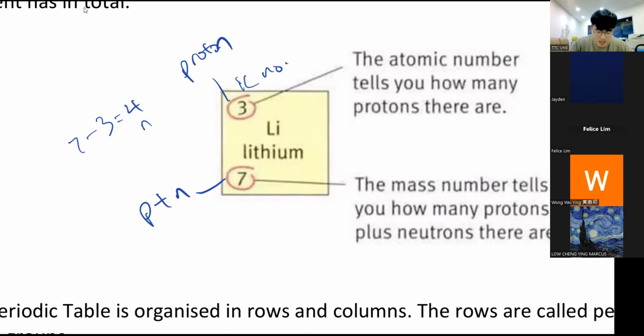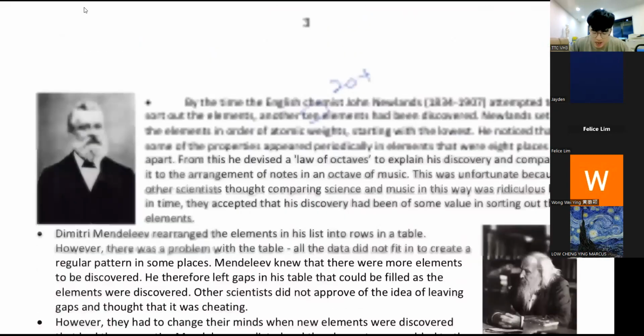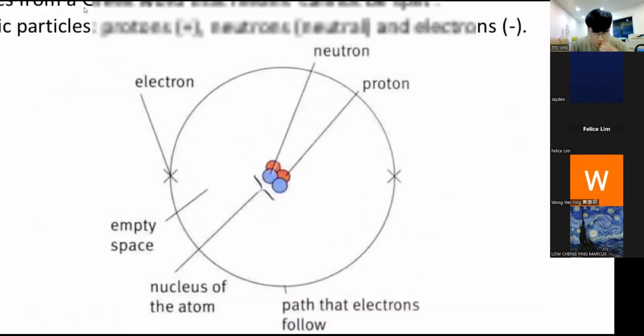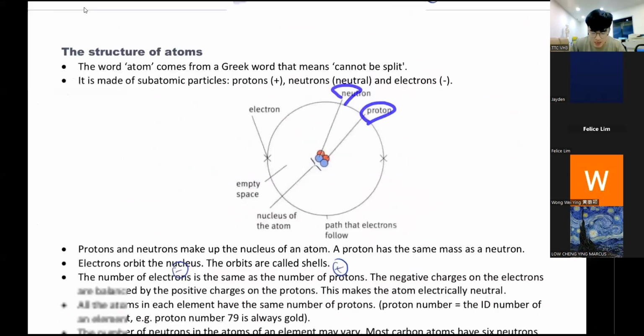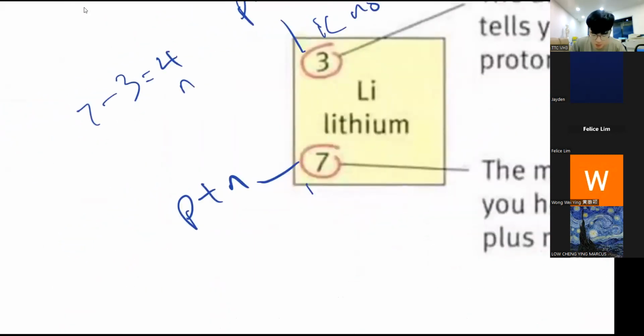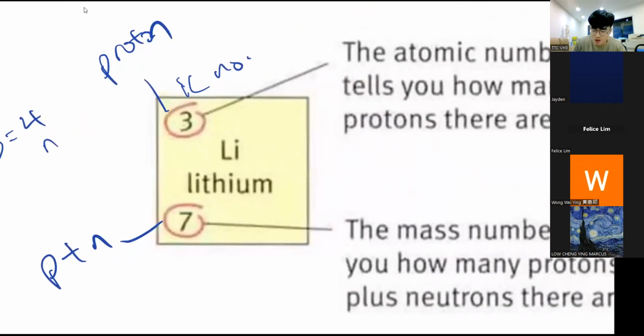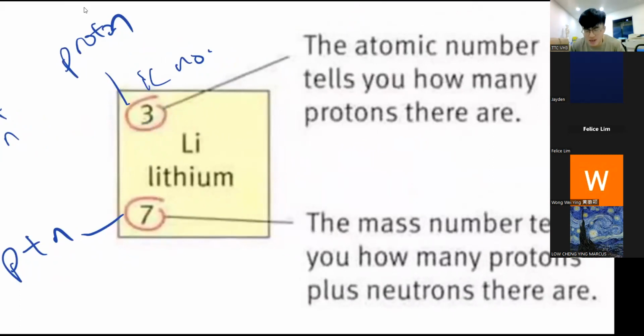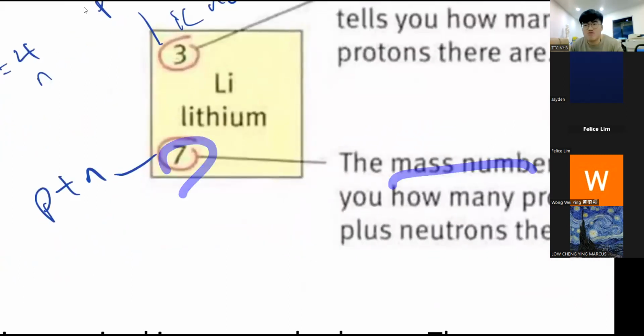If you don't understand this, it's very easy. Just now the ball has two colors, right? Proton is red, neutron is blue. This number is blue plus red, and this number is red. So how do you get the blue number? You take blue plus red, you minus off the red, you get the blue number. So this is the atomic number, or I just call it proton number. This is the mass number, or I call it nucleus number, because the middle is the nucleus.